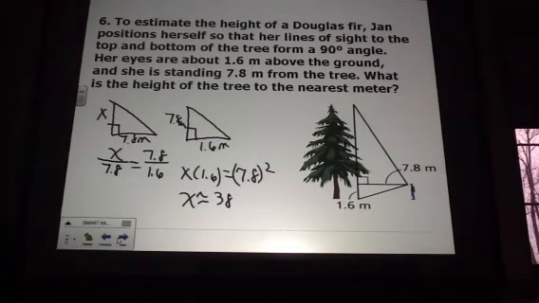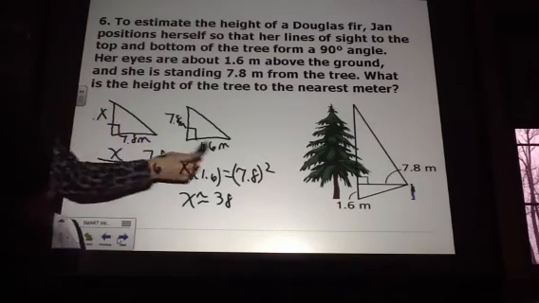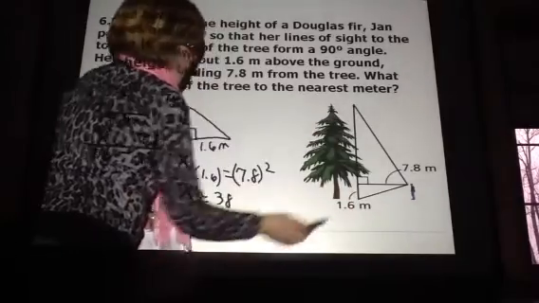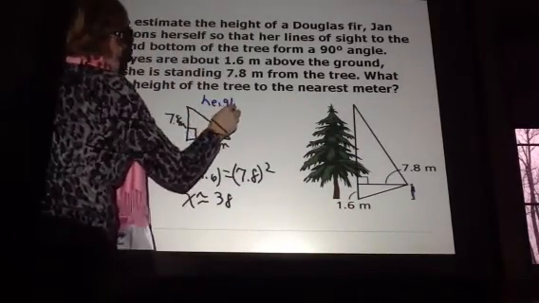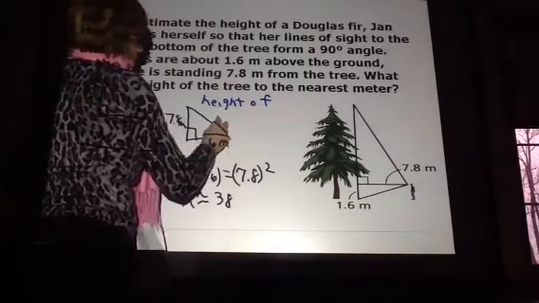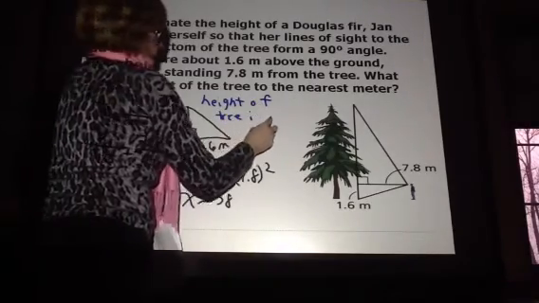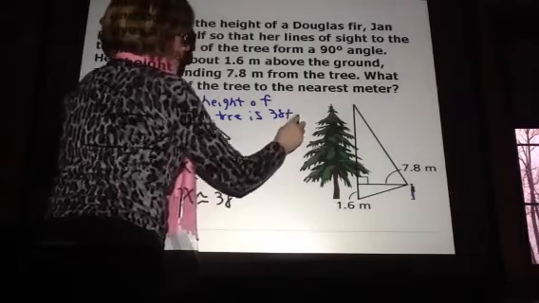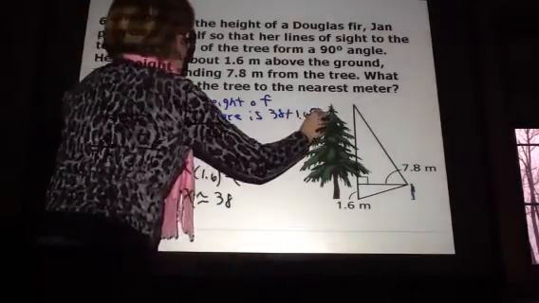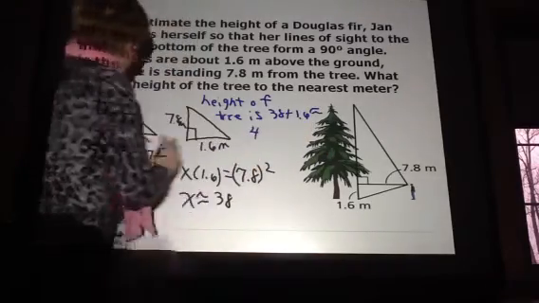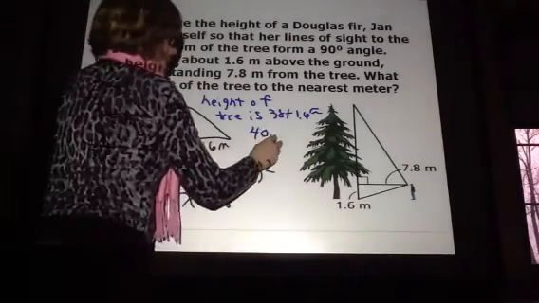Okay, so what are we solving for here? The height of the tree. Okay, well, x, this here is 38. From here to here is 38. So, height of tree, 38 plus the 1.6 meters. And because we rounded to the nearest meter, we have approximately 40 meters.